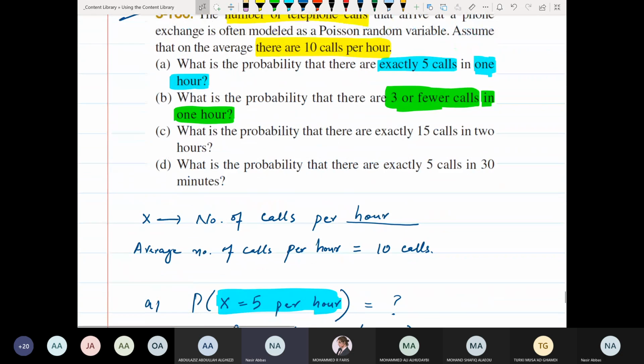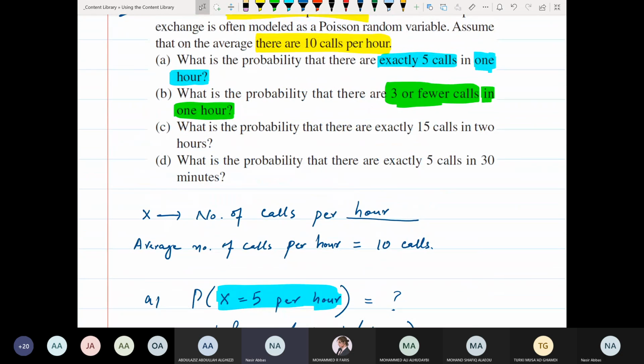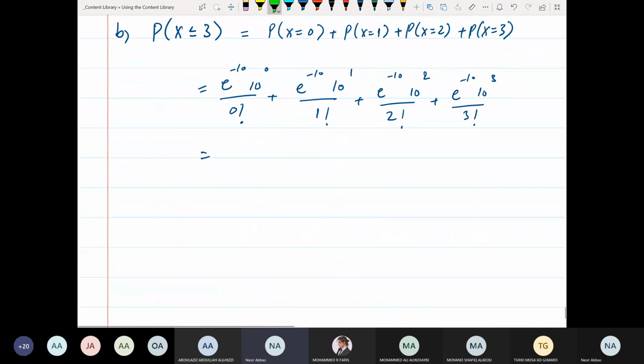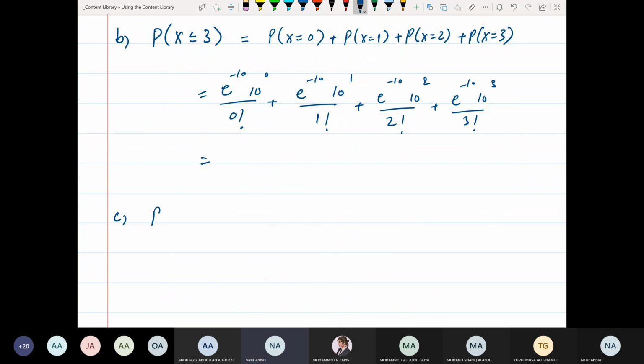Now comes the important part. See, what is the probability that there are 15 calls in next 2 hours? Now look at the question. There are exactly 15 calls in 2 hours. Now the question is x equals 15, but the unit is not per hour. The unit is 2 hours. I'm going to write this question here. Probability of x equals 15 per 2 hours.